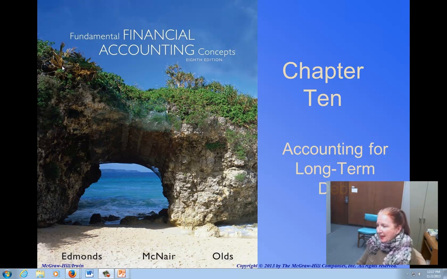So on page 543, the authors start presenting: here are the bonds, here's what they look like. Now let's start presenting them from an accounting perspective. The finance, when you take finance, you'll be talking about all these attributes and what a bond might sell for and the rest.